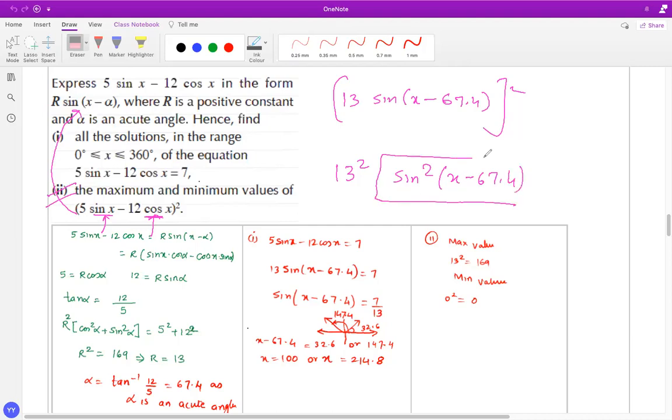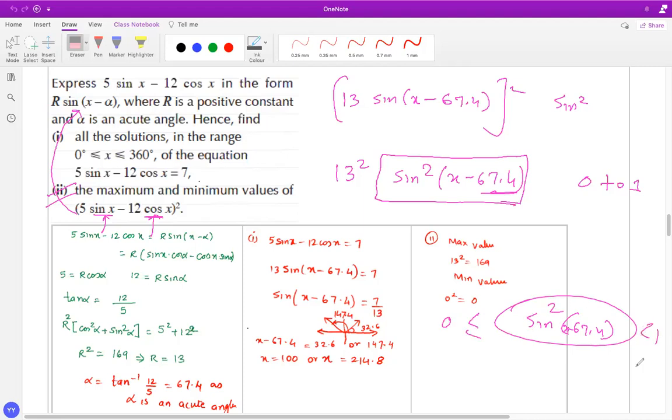Now, since you know that sine will oscillate between 0 and 1, any sine squared value will oscillate similarly, because this is not moving up or down. It's only the sine function, shifted right by 67.4, and then squared. So if I square it, the range of this value will be between 0 and 1. Since they are asking for the maximum value, any decimal value will further make it smaller. So the maximum value is 169, because 13 squared times 1 is 169, and the minimum will be 13 squared times 0, because the lowest value is 0. So that gives me 0 as the answer.